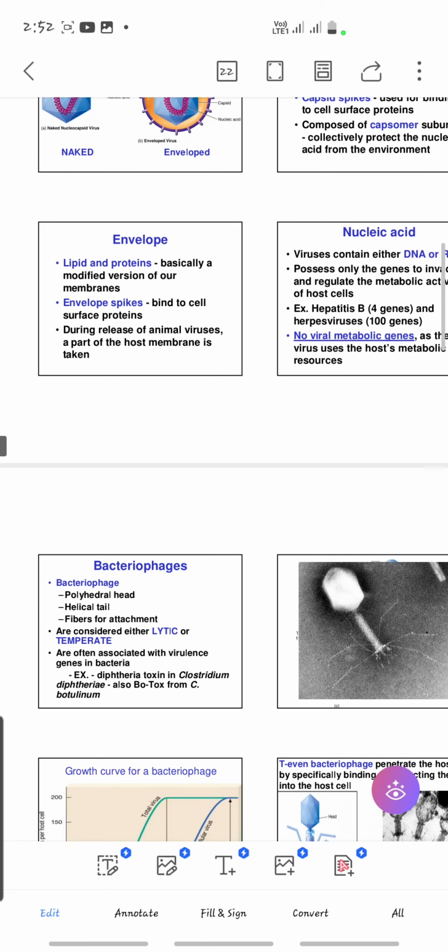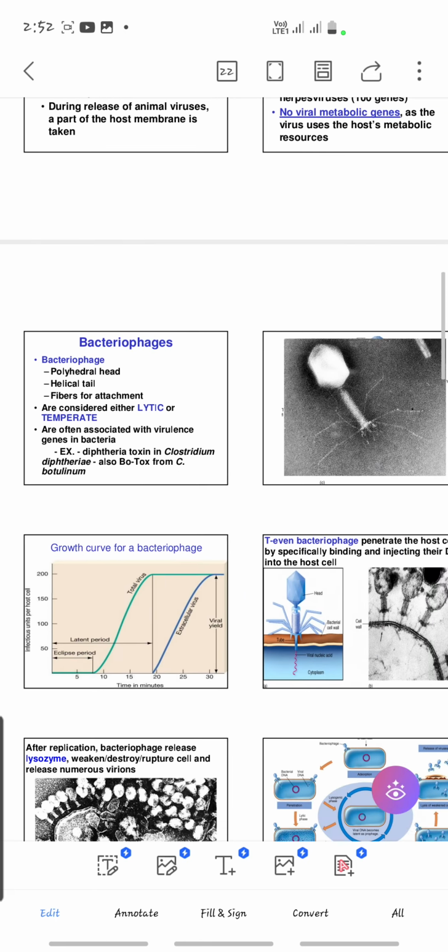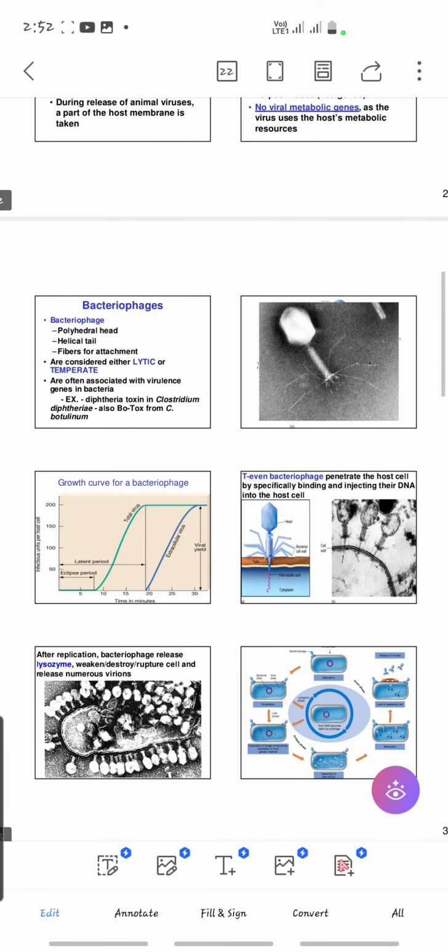Another part related to the structure of the viruses is bacteriophages. What is this? This is actually a polyhedral head. Usually it's described as having a polyhedral head, a helical tail, and fibers for attachment. These are considered either lytic or temperate. These are often associated with virulence genes in bacteria. One good example of it is diphtheria toxin, as in Corynebacterium diphtheriae. Okay? So that was the bacteriophage.